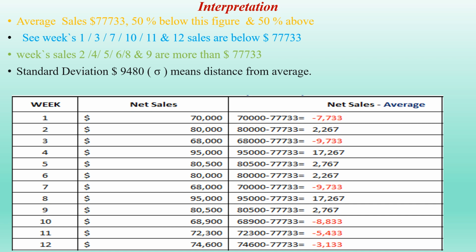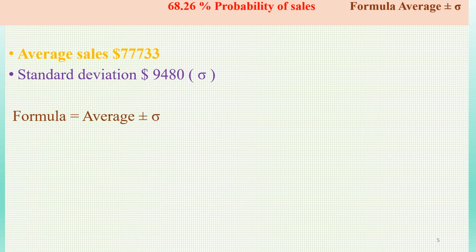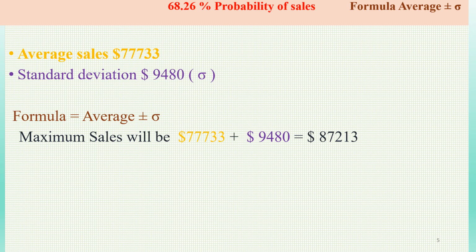And the standard deviation means distance from average. How far the values are from the average is the standard deviation. 68.26% of probability, the formula on the corner. We know already the average sales and the standard deviation, and the formula for this is average sales plus minus sigma.